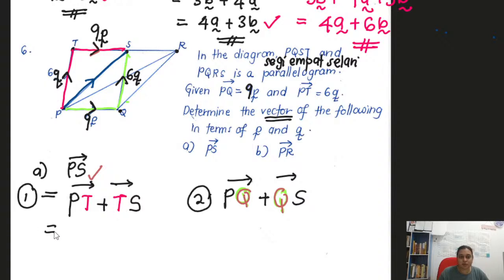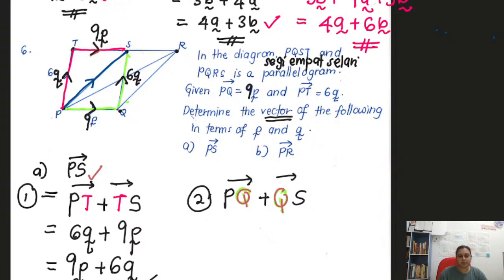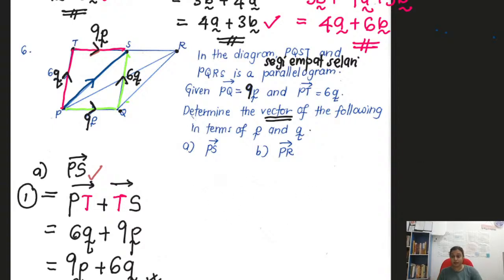Jadi, you can use the first one pun boleh guna, second one pun boleh guna. You can use both because both also you get the same answer. Dapat jawapan yang sama lah. Tapi pilih salah satu. Choose one only. Okay, PT ialah 6Q, isn't it? TS is 9P. So the final answer just susun balik: 9P tambah 6Q. Okay, so the second one teacher tak nak guna lah. I'm not going to use the second one. Okay. Next.